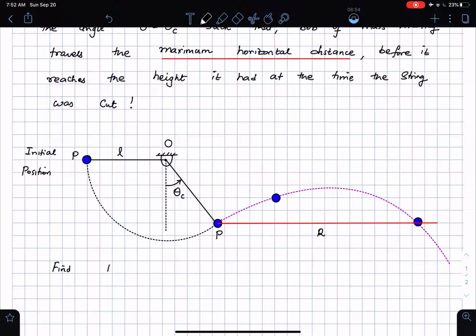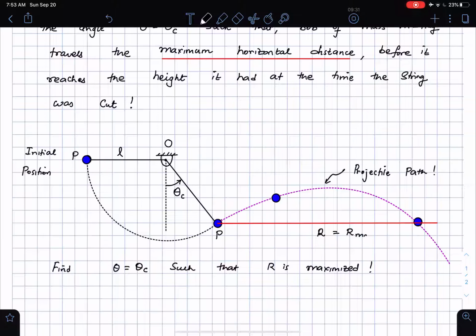Or find the theta, find theta equal to theta c such that this r is maximized. That is essentially what the problem is asking you to do. The particle was traveling in the form of a pendulum right up till the point at which it was cut, and then after that this becomes a projectile path. We want to find the value of theta c such that r is equal to r maximum. So r has to be maximized.